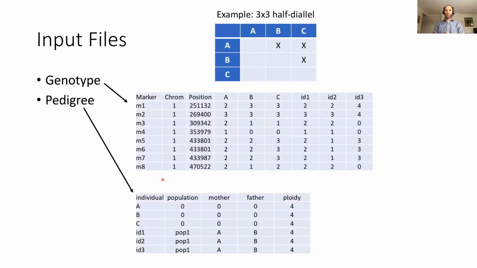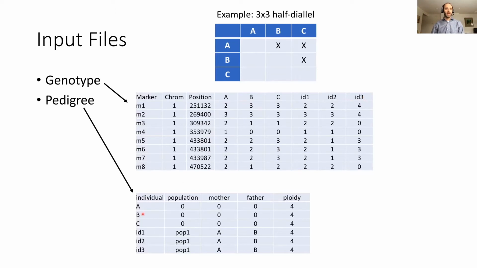So what do the input files look like for PolyOrigin? You have to give it a genotype input file and a pedigree input file. And here's an example for a half diallel with 3 parents. So there are 3 F1 populations looking at all 3 pairwise combinations between these parents we're just calling A, B, and C. In the genotype file, the first 3 columns are your marker, chromosome, and position. And in this case, I'm using a reference genome to order my markers. Then the next columns are the allele dosage calls for the 3 parents. And then finally, we get into the subsequent columns, which are the offspring of the parents.